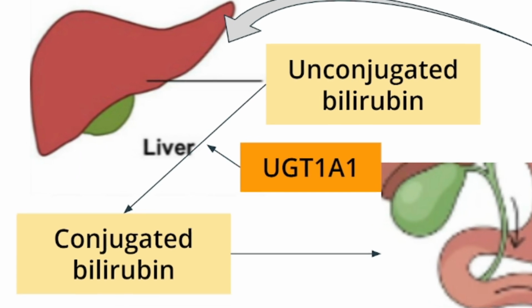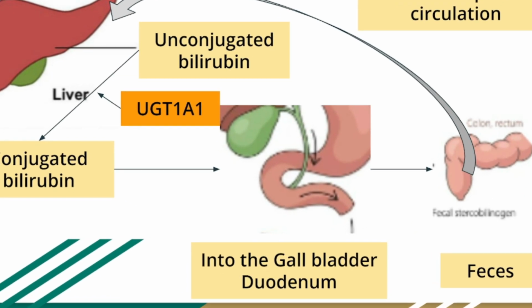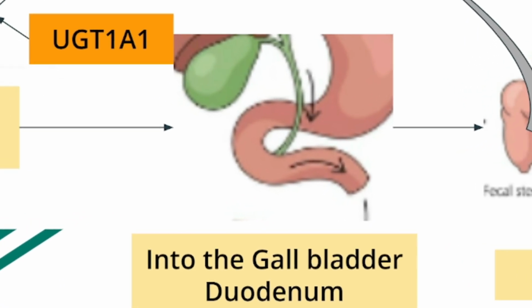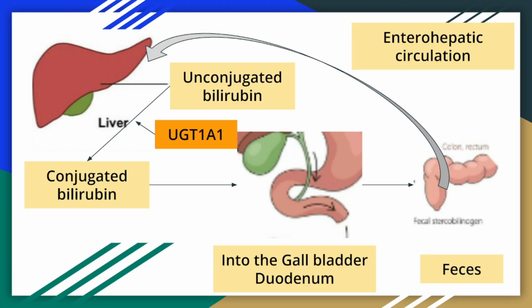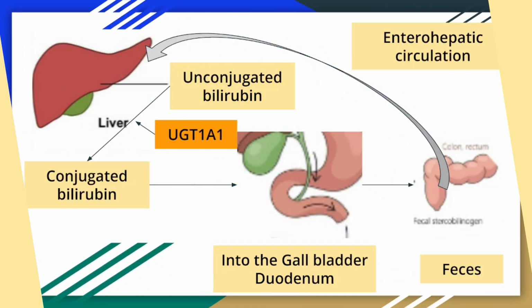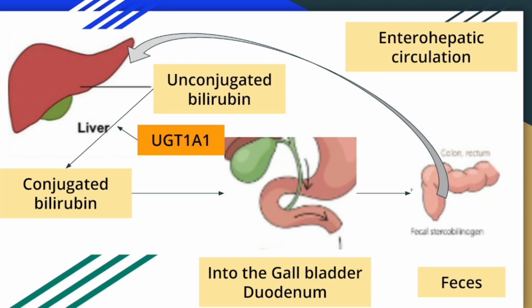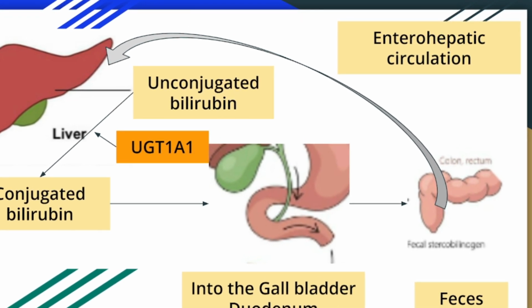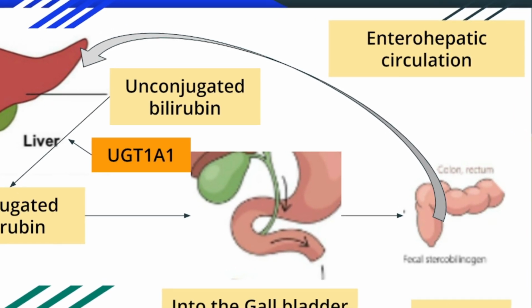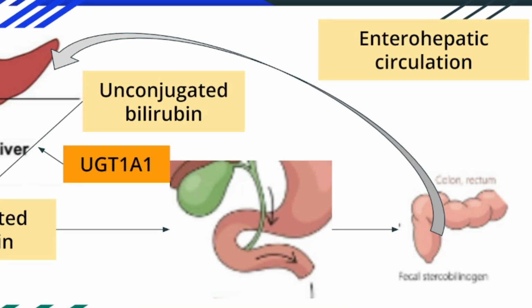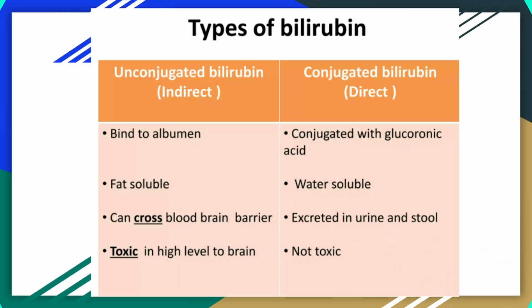transferase, or UGT1A, and then excreted by the hepatocyte into the gallbladder and duodenum. Once in the intestinal tract, most conjugated bilirubin is excreted in feces, but some is reverted back to the unconjugated form by the enzyme beta glucuronidase and reabsorbed into the bloodstream to start the cycle all over again, a process called enterohepatic circulation. Two main types of bilirubin: unconjugated bilirubin, which is also known as indirect bilirubin, and conjugated bilirubin.